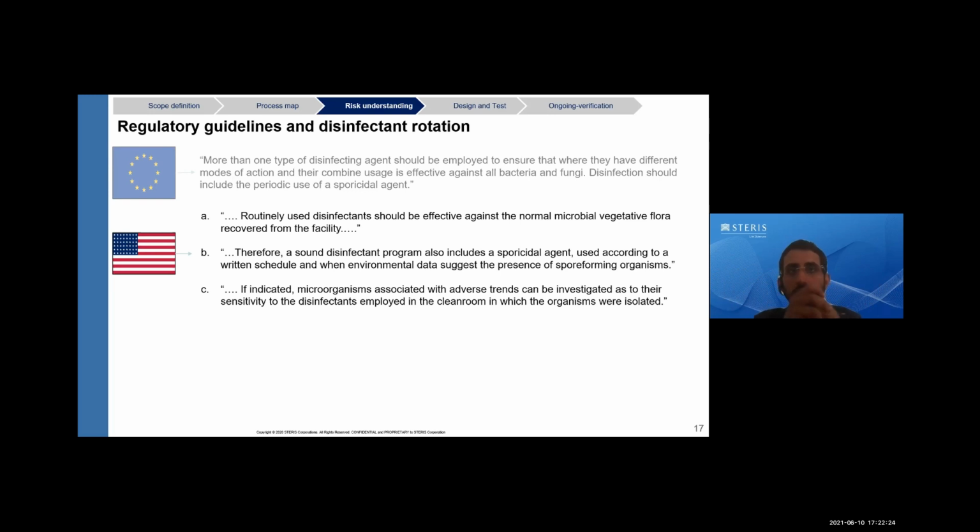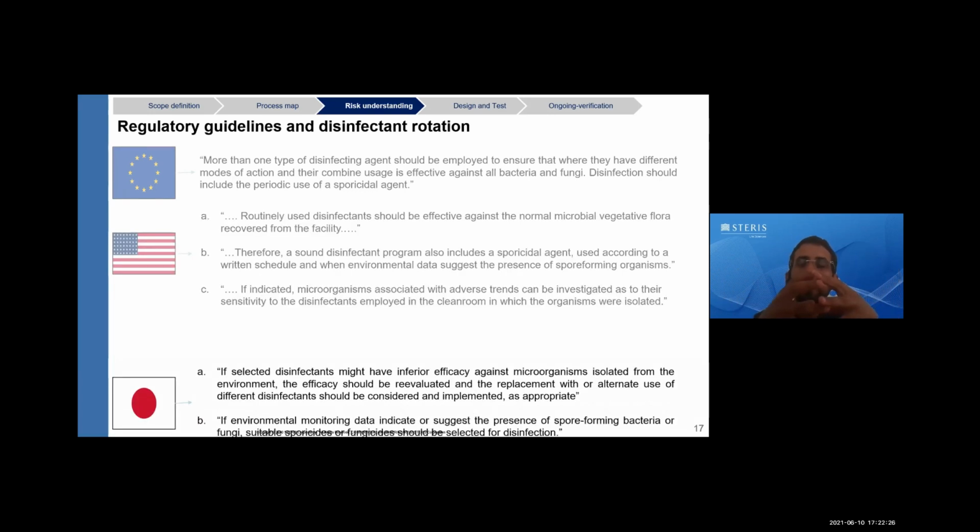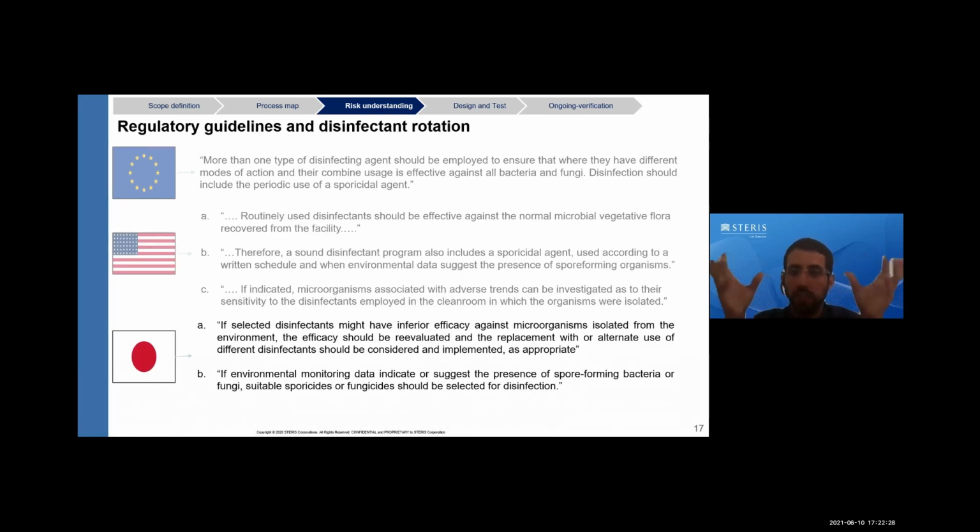So if you are using two disinfectants of a different brand, but they have the same profile of killing microorganisms, this is no longer a rotation. Really, you need to look at that, and you need to make sure they have different spectrums of killing to be able to call it a rotation of disinfectant, for example, based on your environmental monitoring data.